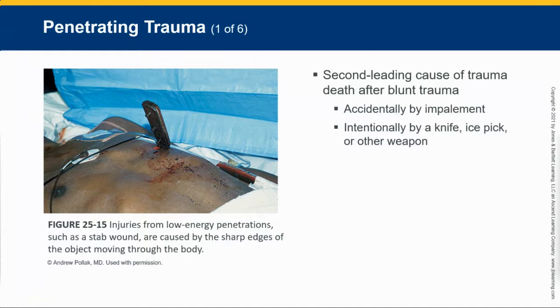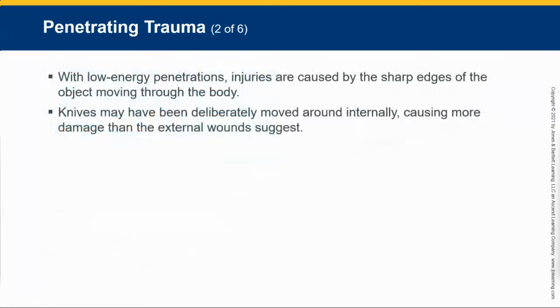And there's low energy penetrating trauma, and that can be caused by someone falling onto a post and becoming impaled, or could be intentional, by someone being stabbed with a knife or some type of other weapon. But those are low energy penetrating traumas. It's good to know that with low energy penetrations, the actual injuries are typically caused by the sharp or jagged edges of the object as it's moving through the body. Okay, so those injuries are going to be close to the object's path.